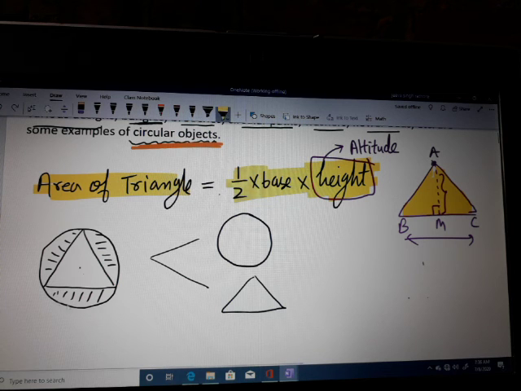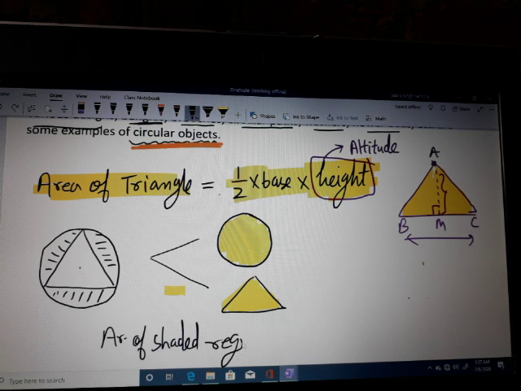How do you get the subtraction? This is simple. What is the area of this circular region? I will find out the area of the complete circle. If I subtract the triangle from the area of the circle, you will get the region which is left behind. I want to say that the area of the shaded region equals the area of this complete circle minus the area of the triangle.